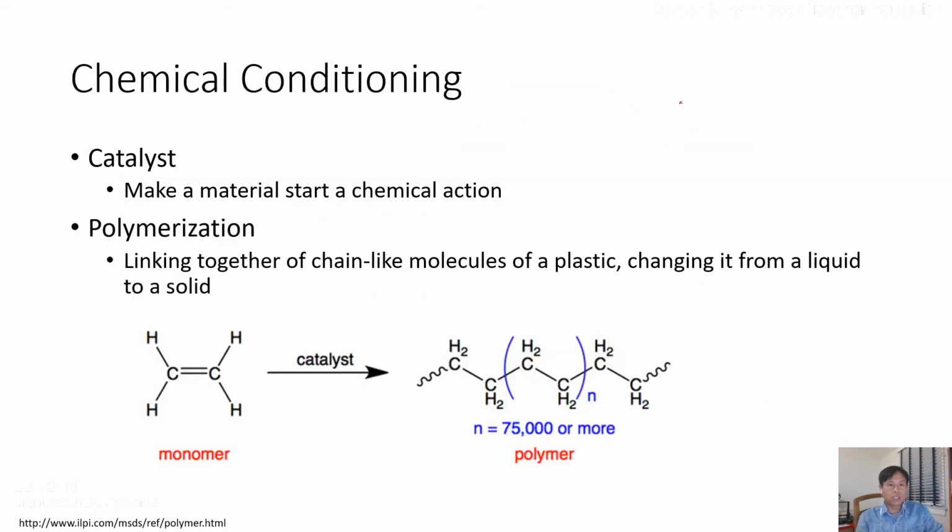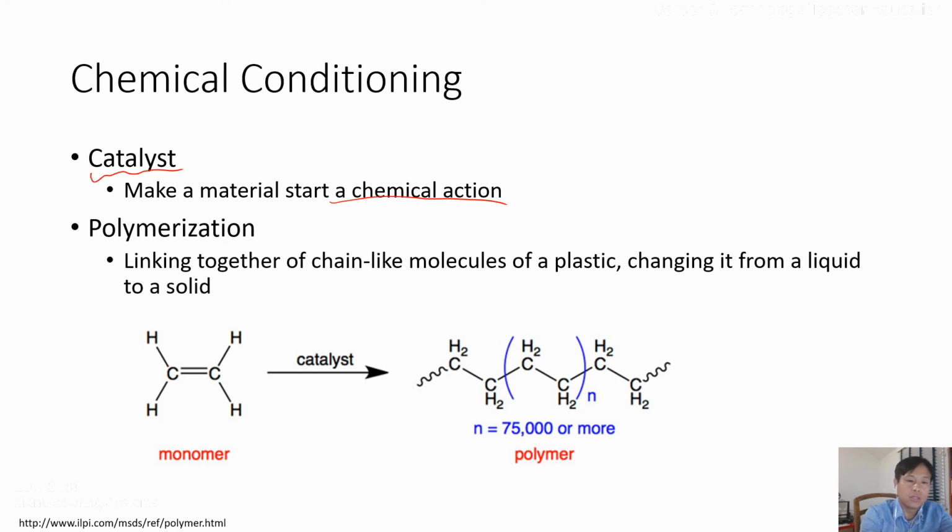All right, the next one is chemical conditioning. In chemical conditioning, we need a catalyst. A catalyst makes the material start the chemical action. There are lots of catalysts, such as in plastic manufacturing processes. One example is water. Water is a good catalyst. Also, sometimes we use electricity or send electrons, or we use a specific chemical for chemical conditioning.